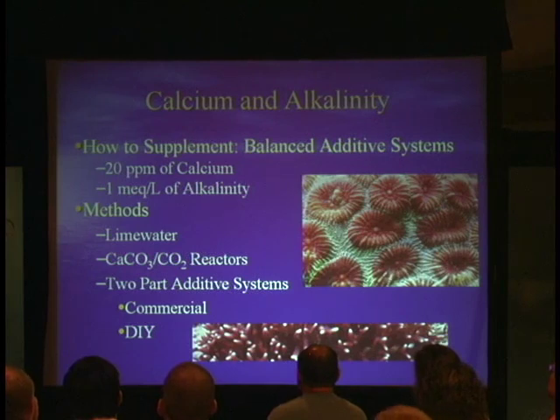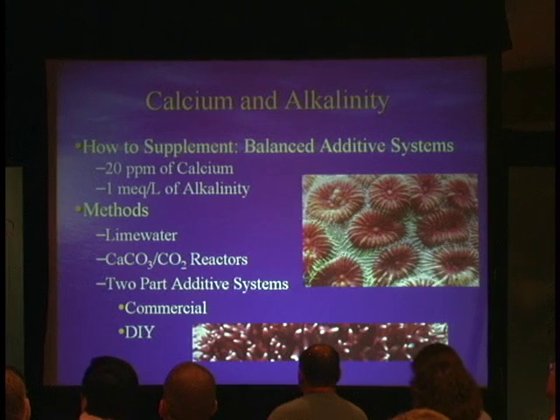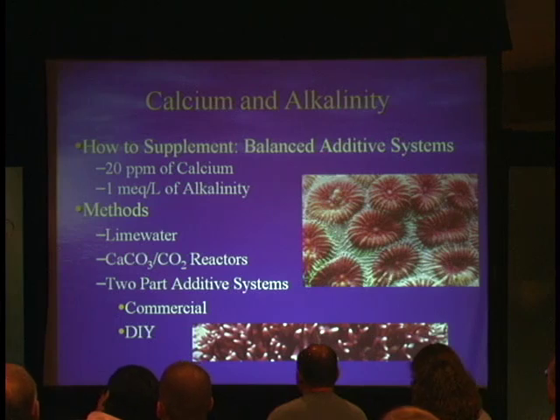Now, there's a lot of ways to supplement calcium and alkalinity, and I strongly believe that most reef aquarists would be best off if they used a balanced additive of some sort. And that would be an additive that adds 20 parts per million of calcium for every 1 milliequivalent per liter of alkalinity. That way you're adding things in exactly the same proportion as corals are taking them out, or exactly the same proportion as they are physically precipitating out on heaters and other things like that. So if you add them in that ratio, then they can never get skewed towards too much of one, too little of the other.